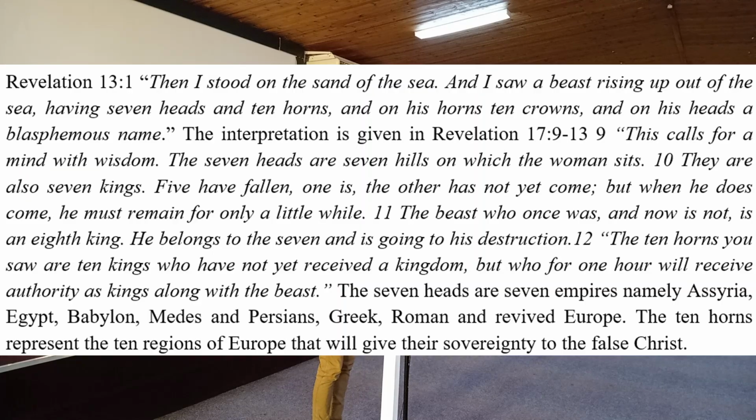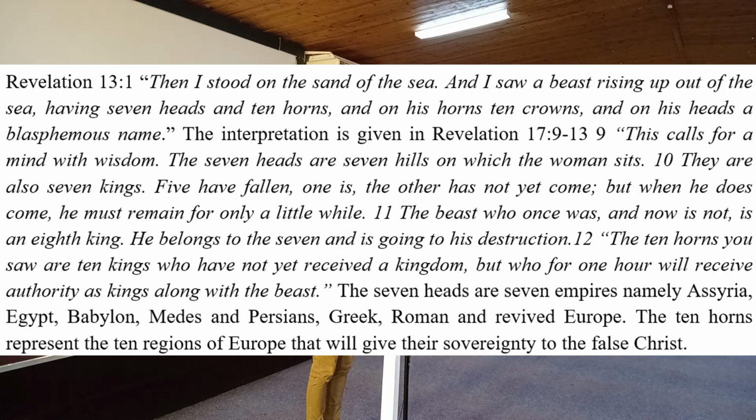So he says this in Revelation 17. This calls for a mind of wisdom. The 7 heads are 7 hills on which the woman sits. The woman we're going to get to when we speak about Babylon the Great. They are also 7 kings. So the 7 heads are 7 hills and are 7 kings or kingdoms. He says 5 are fallen, 1 is, and the other has not yet come. 7 heads are 7 kingdoms. 5 of those kingdoms have fallen, 1 is, and then 1 is still to come. But when he does come, he will remain for a little while. A little while literally meaning a few years. The beast who once was, and now is not, is the 8th king. Underline 8th king.